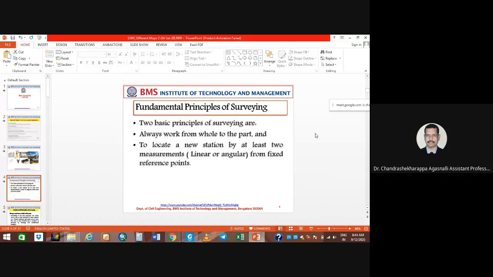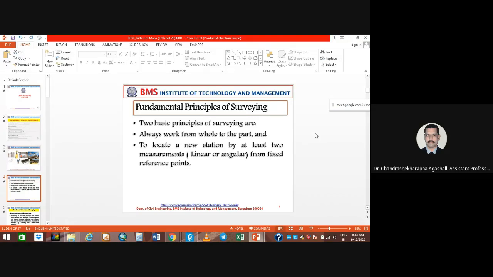Let us recap this, because it's new to you, and let me refresh those things. There are two basic principles of surveying. Always work from the whole to the part, okay? And the principle is to locate a new station by at least two measurements, linear or angular, from the fixed reference.